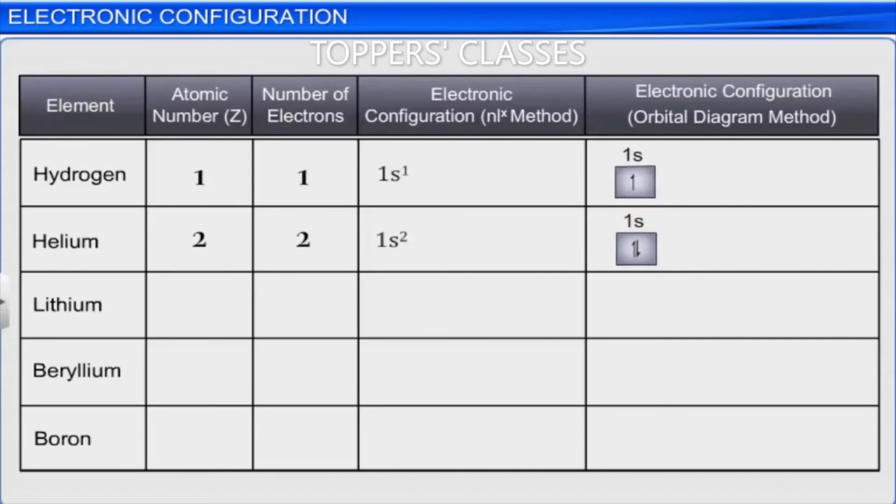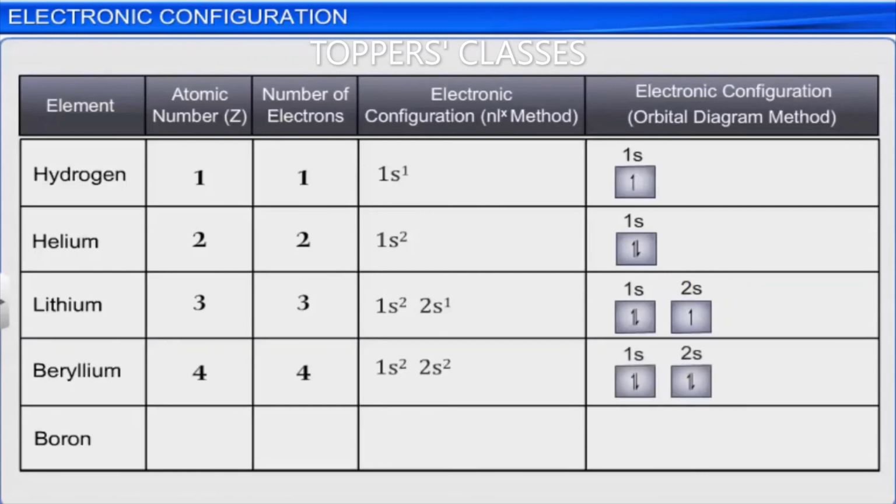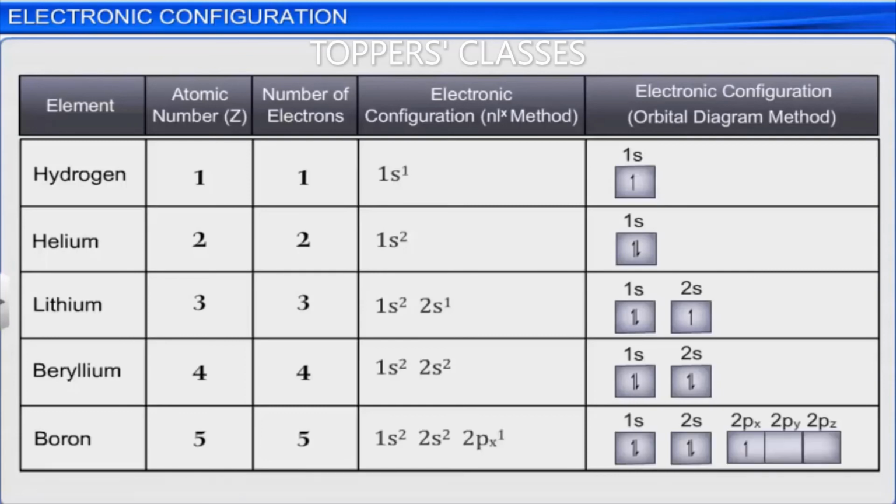Lithium has 3 electrons. 2 electrons will fill the s orbital, while the remaining 1 electron goes to the orbital of next higher energy, that is 2s. Beryllium has 4 electrons. 2 electrons fill the 1s orbital, and the remaining 2 fill the 2s orbital. Boron has 5 electrons. The first 2 electrons fill the 1s orbital. The next 2 fill the 2s orbital, and the 5th electron occupies the 2p orbital.